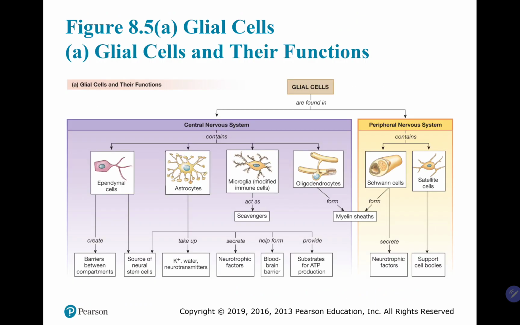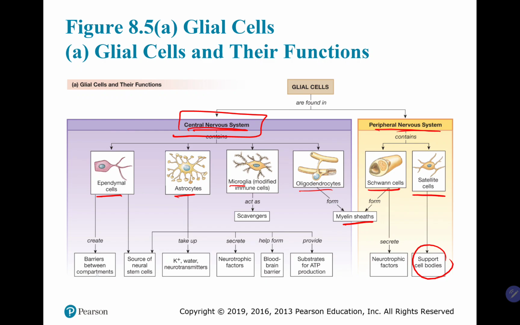When we're looking at the different glial cells, remember that we have glial cells of the central nervous system and glial cells of the peripheral. Peripheral nervous system glial cells are simply the Schwann cells and satellite cells. Schwann cells form the myelin sheath. Satellite cells support the cell bodies in the ganglia. The central nervous system neuroglia are the ependymal cells, astrocytes, microglia, and oligodendrocytes. Okay, remember which ones are where.